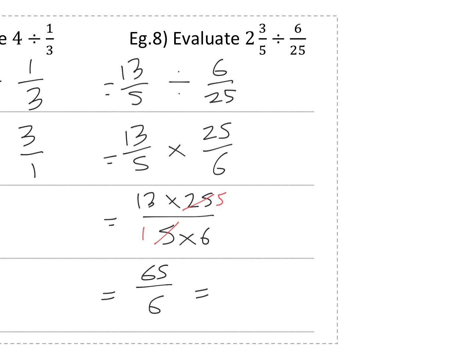So 65 divided by 6: 6 goes into 65 10 times, because 10 times 6 is 60, and that's 5 left over, so 10 and 5/6.